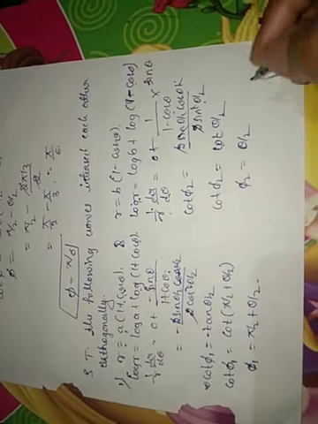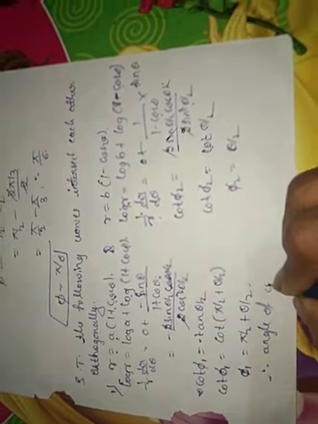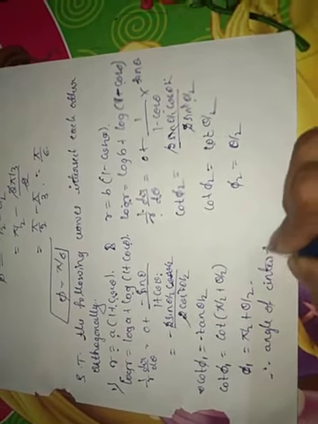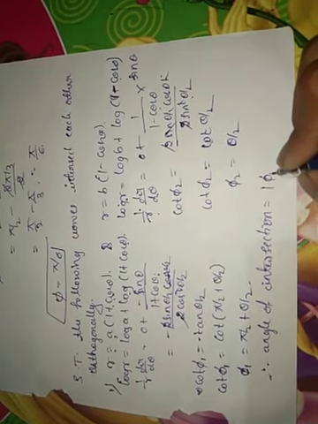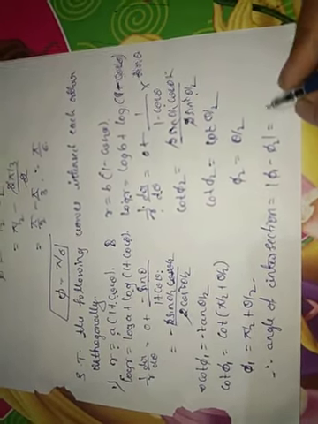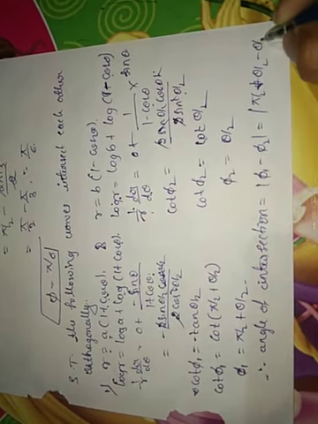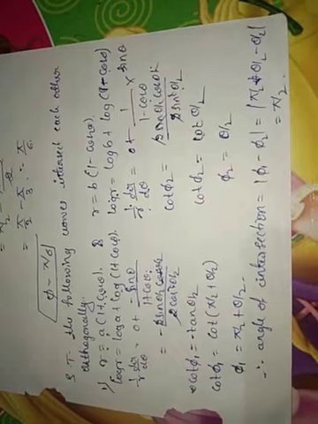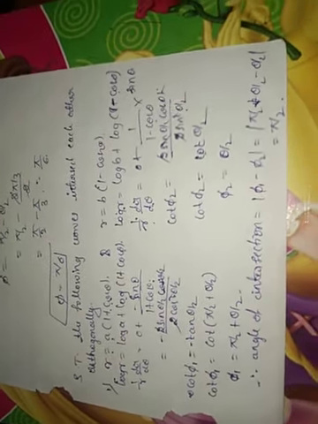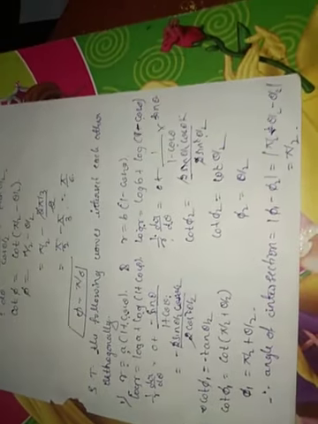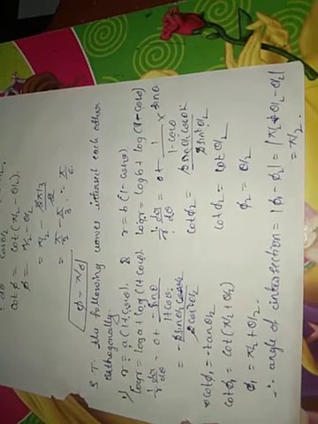Now the angle of intersection. Therefore, the angle of intersection is equal to phi 1 minus phi 2, equal to pi by 2 plus theta by 2 minus theta by 2, which is equal to pi by 2. If the angle between the two curves is equal to 90 degrees, that indicates the curves intersect each other orthogonally. That is the condition for the orthogonality of the curves.